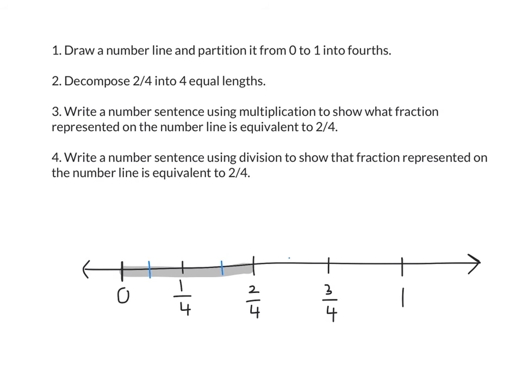If I were to do that, how many units am I splitting really between 0 to 1? How many units am I splitting for 0 to 1? 8, right? So this shows me that 2/4 is equivalent to how many eighths? 1, 2, 3, 4. Do you guys agree? Then it says to write a number sentence using multiplication to show that 2/4 is equivalent to 4/8. So how could I write a number sentence using multiplication to show that 2/4 is equal to 4/8? See if you can write it down. Go.